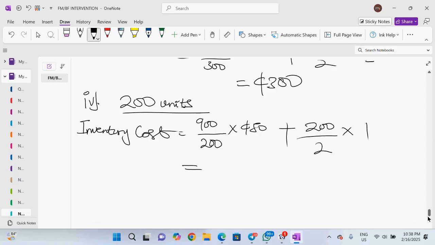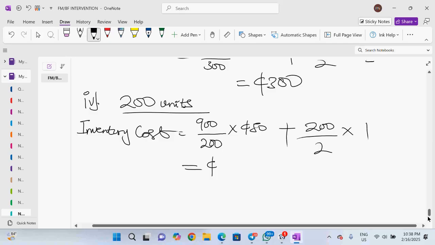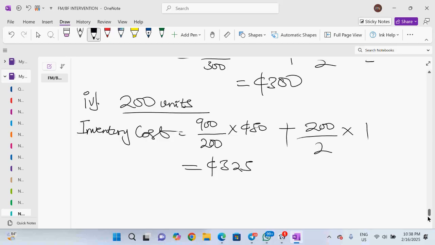325. So definitely the 200 will be more. Nothing can be more than EOQ, right? EOQ gives us the least cost.